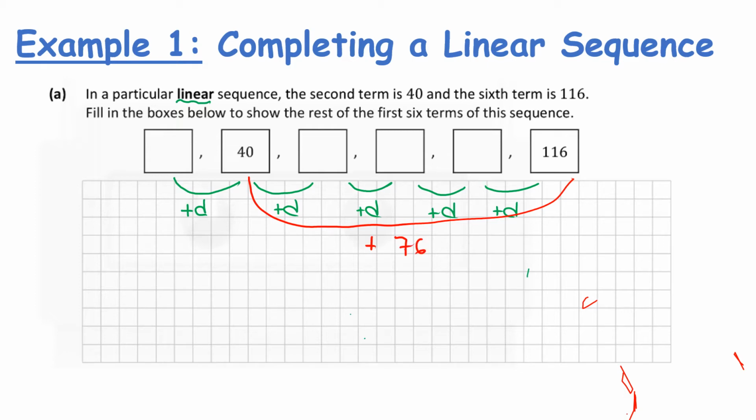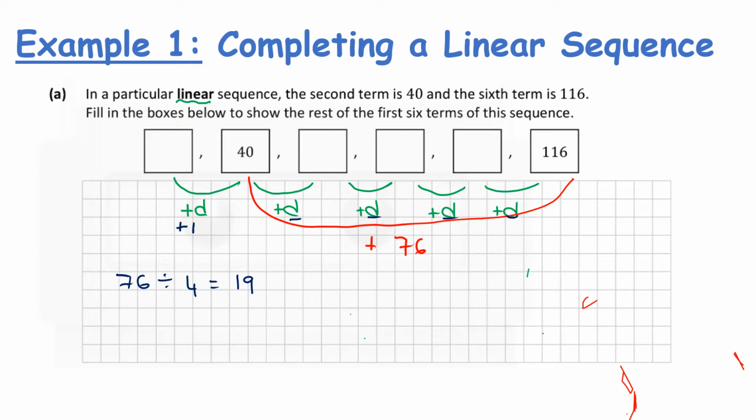Now we know that that big jump we have here, that big red jump, is the same as 4 little green jumps. So if I divide 76 by 4, we can figure out that each jump should be 19. So simply we are doing 76 divided by 4, and that gives us 19. So we have, again, 4 jumps, 2, 3, 4, and when added together, they will be the same as one jump of 76.